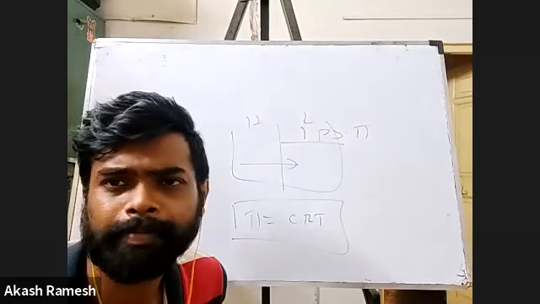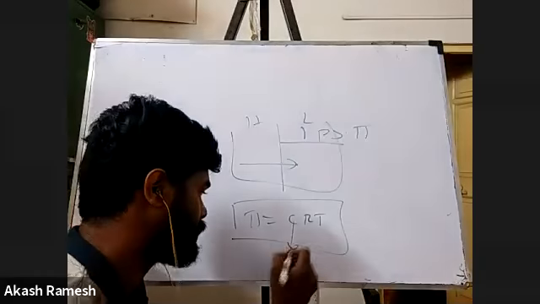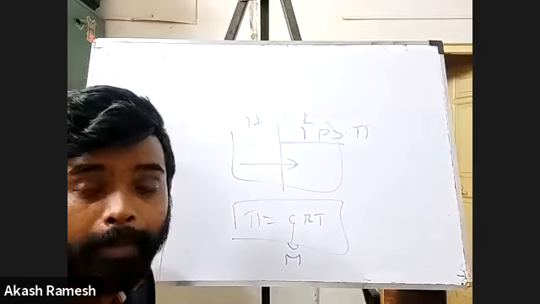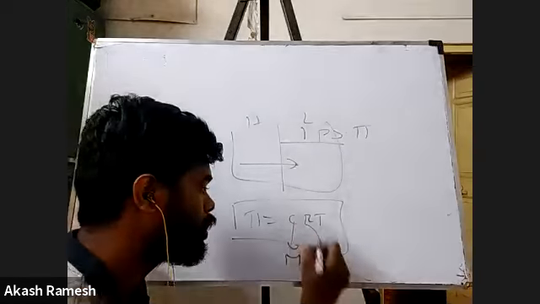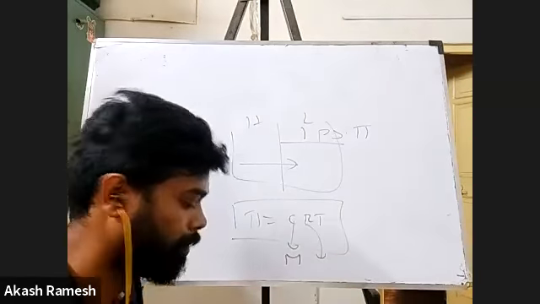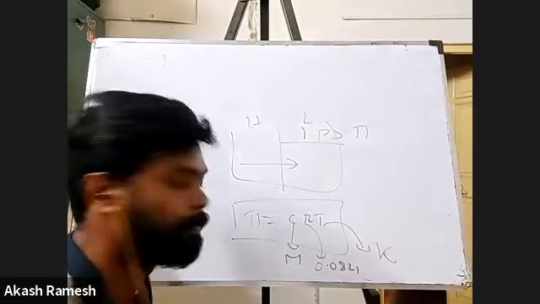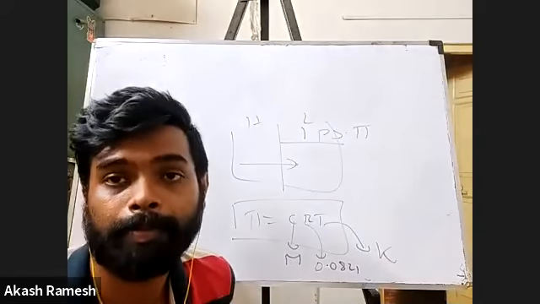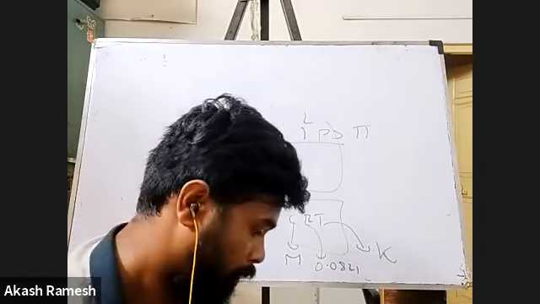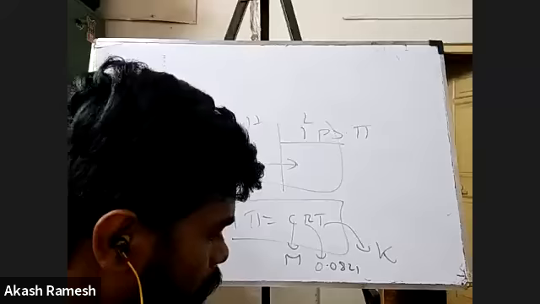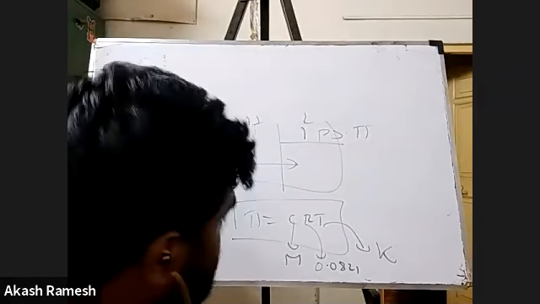What is C? Molarity. Please remember it is capital M, right? Capital M is molarity. And what R value do you have to use? 0.0821. Yes, you have to use 0.0821 and temperature should be in Kelvin. Please don't forget this. Fine. So now maybe we'll try to solve some problems on osmotic pressure.